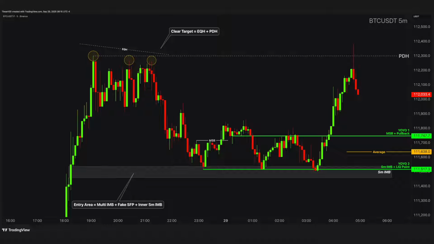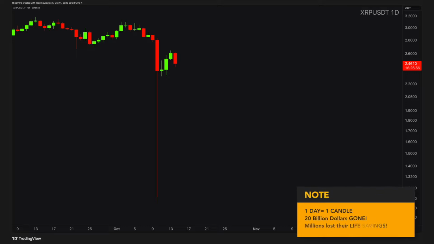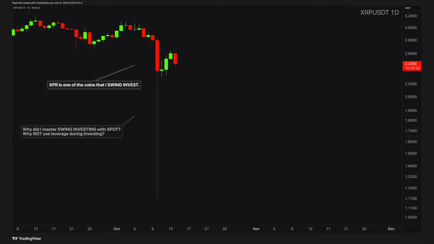Let's talk about what happened a couple of days ago and how around $20 billion basically got wiped out. Well, not completely wiped out actually, but more like transferred from one group of traders and investors to another because of a massive liquidation event. For example, take a look at this Ripple coin on the daily chart. This is one of those altcoins that I really enjoy investing in, or more accurately, swing investing.